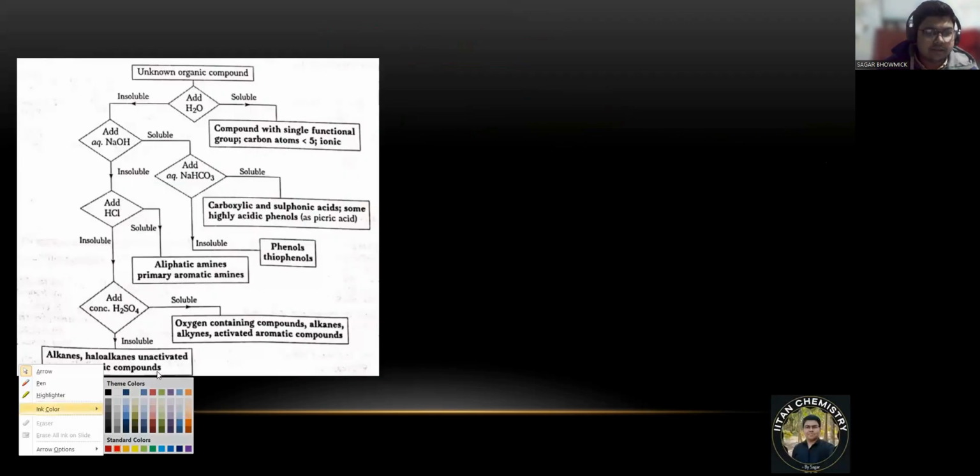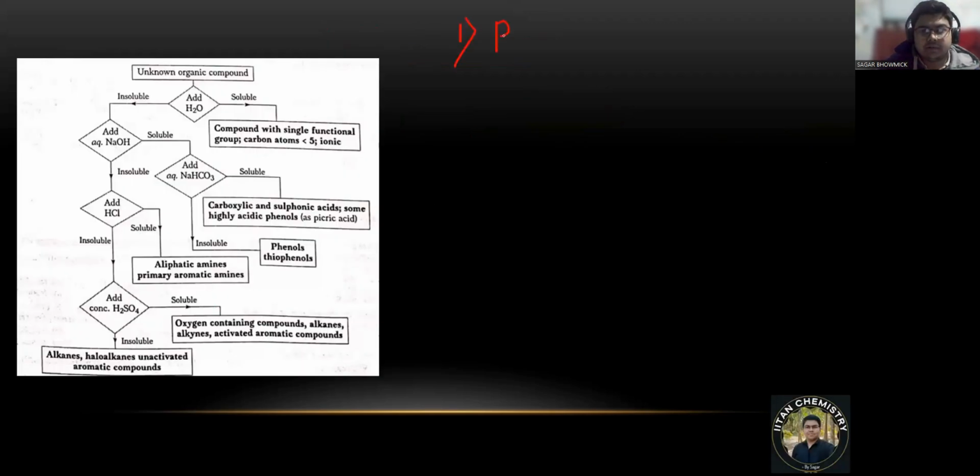Now, the first one is the preliminary method. Don't look at this picture now. First, listen to my words. Suppose you have taken some amount of sample from the compound you have. You have to complete the whole test from this sample only, so you should not waste the whole sample in one test. You have to take a little amount of sample for every test.